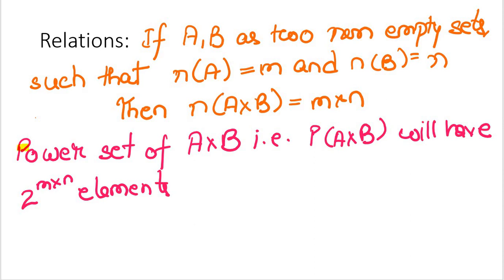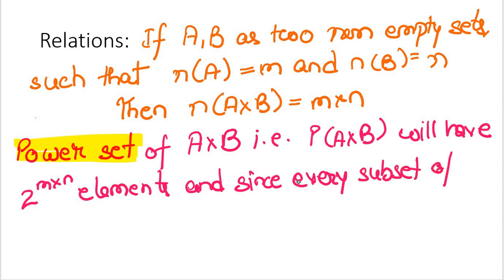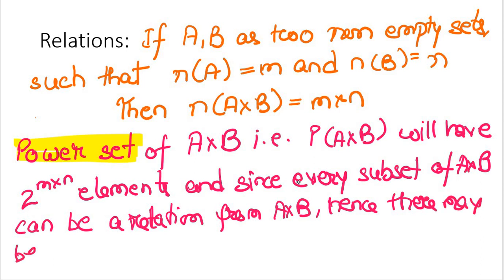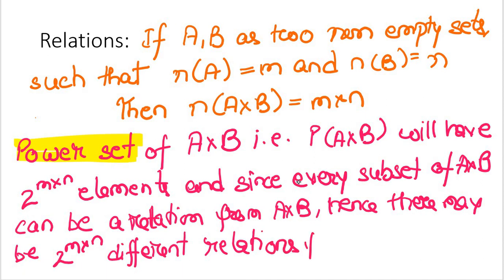Now I guess I don't need to throw some light on what basically the power set is. We in the previous videos have already covered it, and since every subset of A cross B can be a relation from A cross B, hence in that case there may be 2 to the power m cross n different relations from set A to set B.